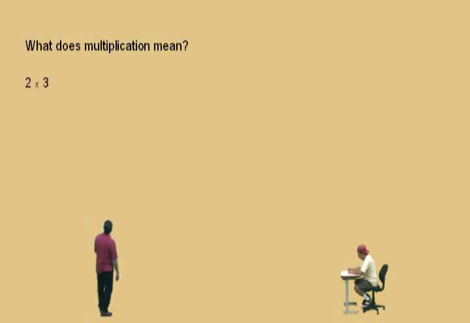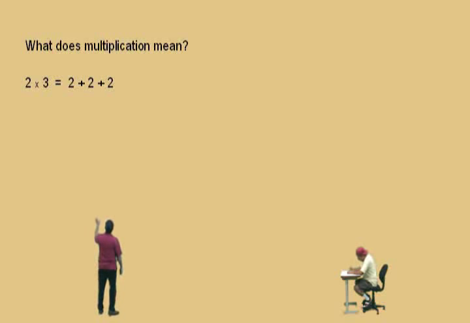If we have 2 times 3, Charlie, what does it mean? I'm going to help you out on this. 2 times 3 means that we have 2 plus 2 plus 2. So notice there are 3 twos being added together. That's right. Now, what is 2 plus 2 plus 2, Charlie? 6. That's right.